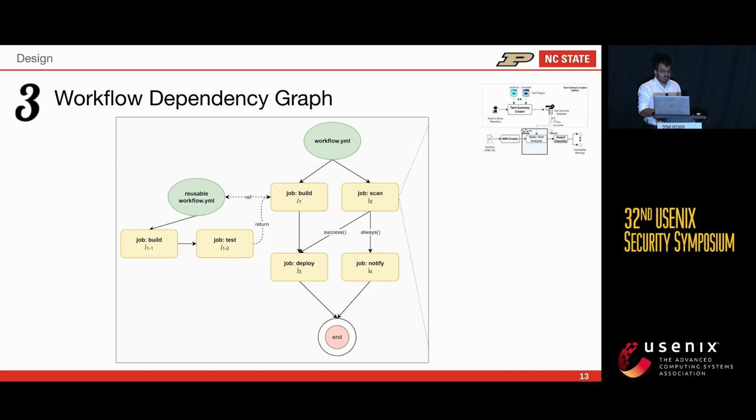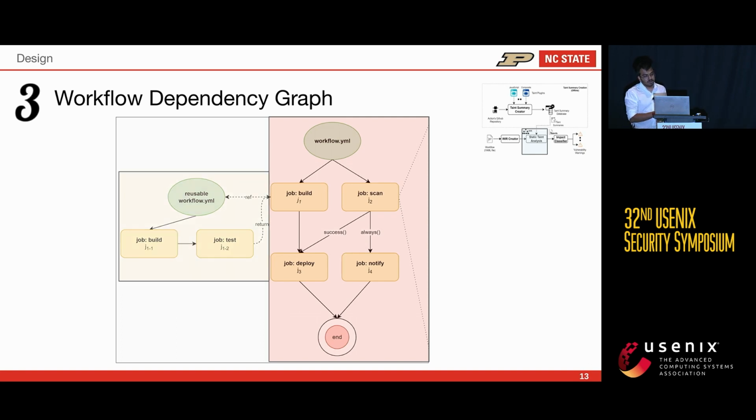Now, to run the taint analysis and propagate the taint, we also create a workflow dependency graph. The workflow dependency graph maps the dependencies between jobs inside a workflow, and if a workflow has a job which contains a reusable workflow, it merges the graph of the reusable workflow into the main graph.